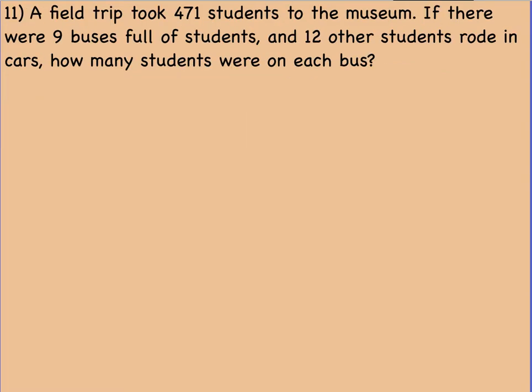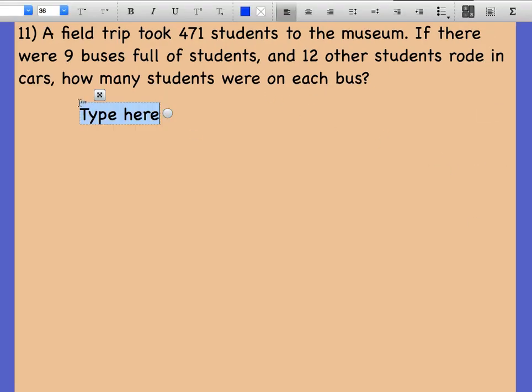A field trip took 471 students to the museum. If there were 9 buses full of students and 12 other students rode in cars, how many students were on each bus? All right, so what are we trying to find? Our variable, it says how many students were on each bus. So our variable is the number of students on each bus. So if a bus has 10 students, 2 buses total would be 20 students. 3 buses would be 30, but it's not 10, or we don't know what it is yet.